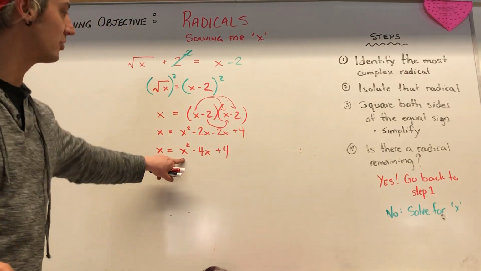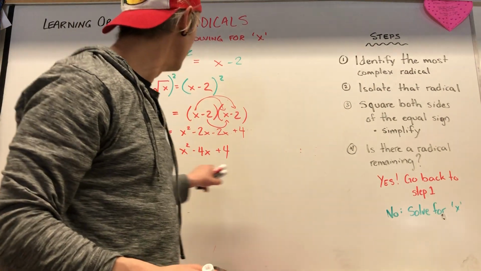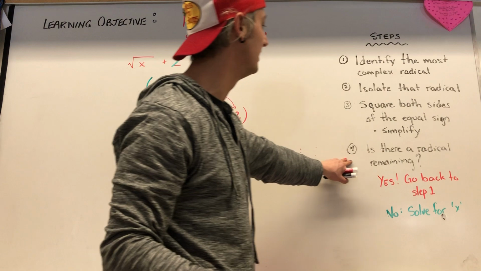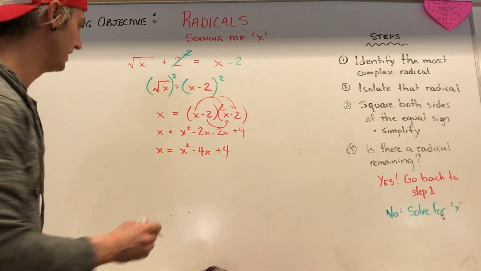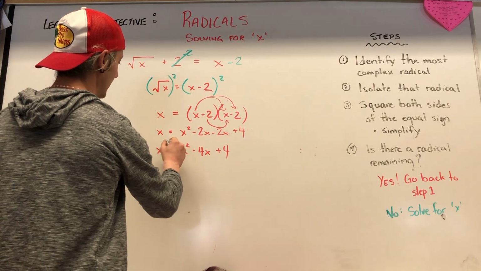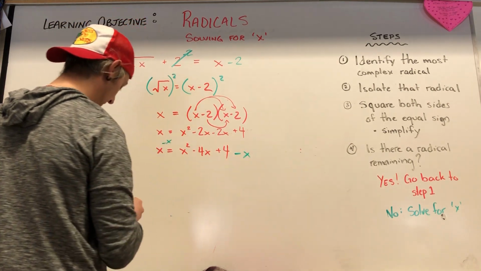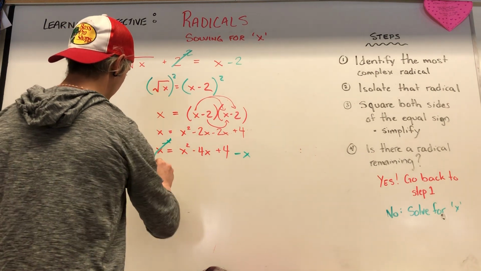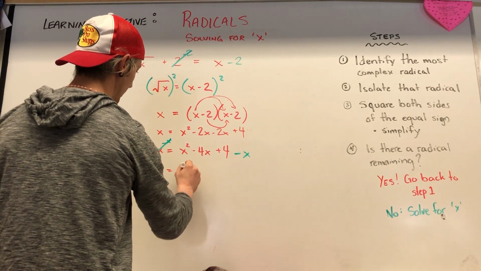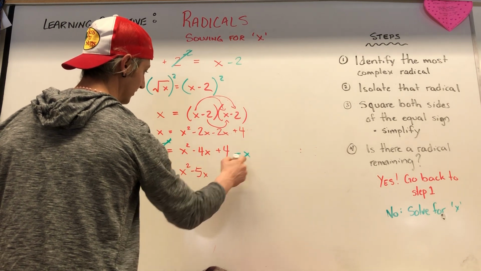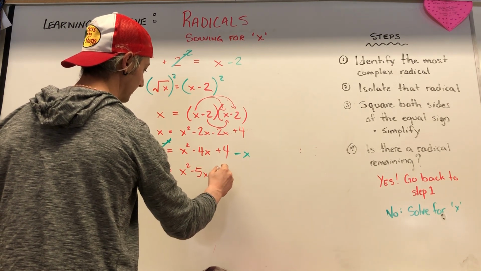Again, I have a quadratic here. So I am going to move everything to one side so that I can solve it by factoring because I do not have a radical remaining. So to do that, I am going to subtract x from either side. And I get 0 is equal to x squared minus 5x, because I've collected an extra negative x, plus 4.